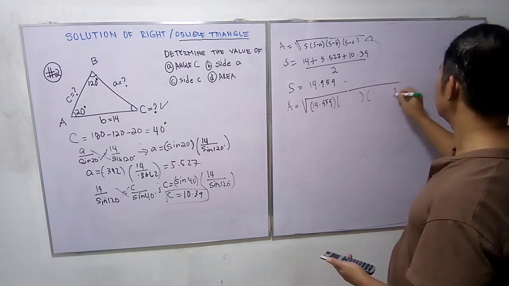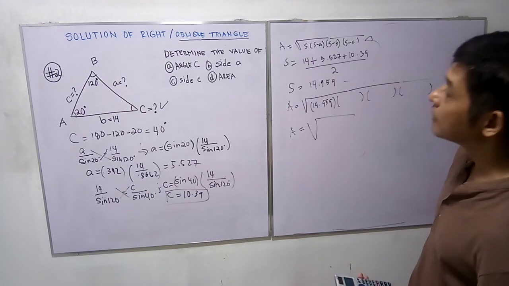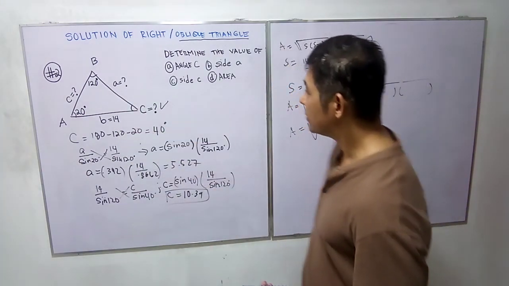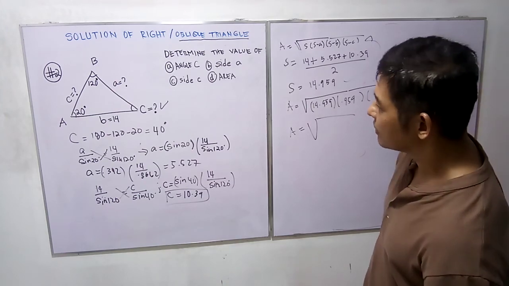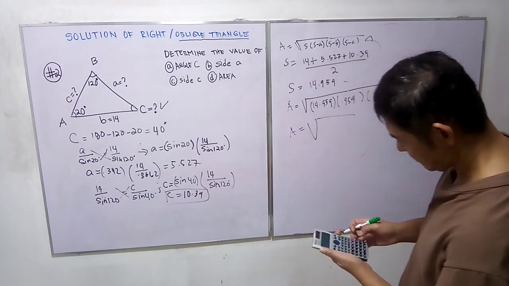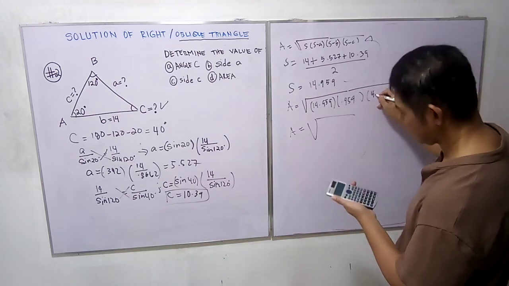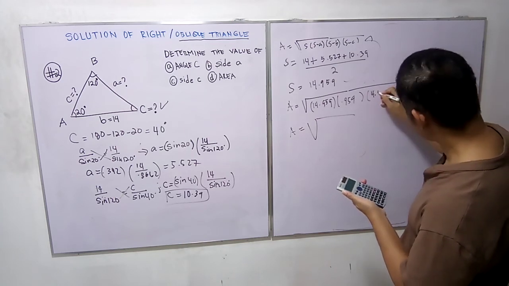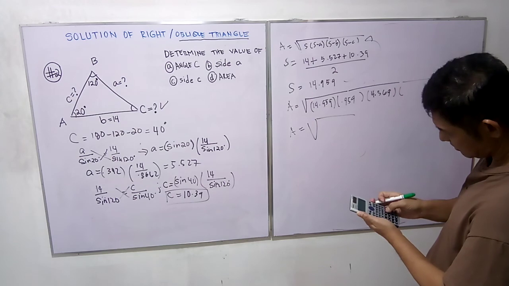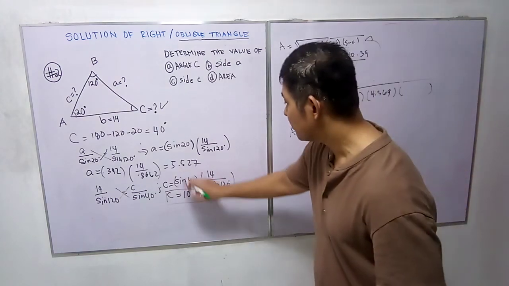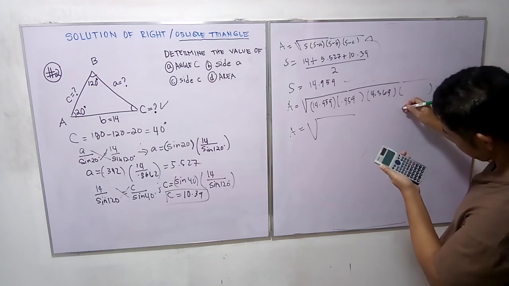So, tatlo siya, no? Una, minus natin sa 14. Therefore, magiging 0.959. Pangalawa, minus natin sa 10.39, equivalent to 4.569. Double check. Okay. Pangatlo is 14.959 minus 5.527, equivalent to 9.42.